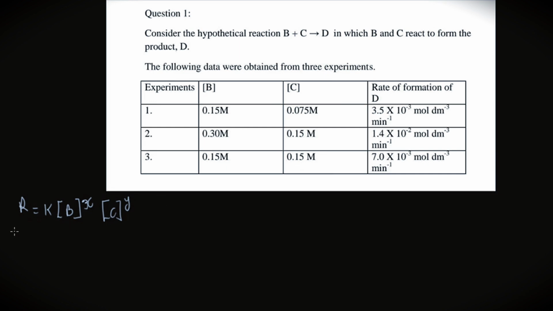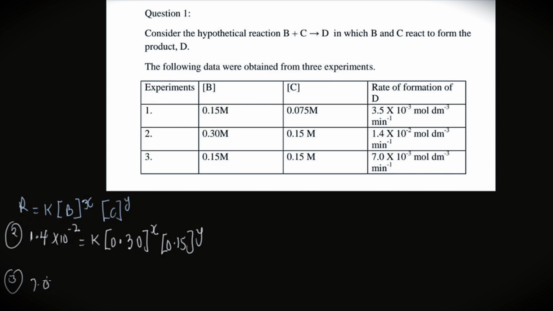So we can therefore say that for experiment 2, we have 1.4 times 10 raised to power minus 2 equals K times 0.30 raised to X, and 0.15 raised to Y. For experiment 3, we also have 7.0 times 10 raised to power minus 3 equals K times 0.15 raised to X, and 0.15 raised to Y. Because the concentration of C is constant, it cancels out, so K also cancels out. So we divide equation 2 by equation 3.